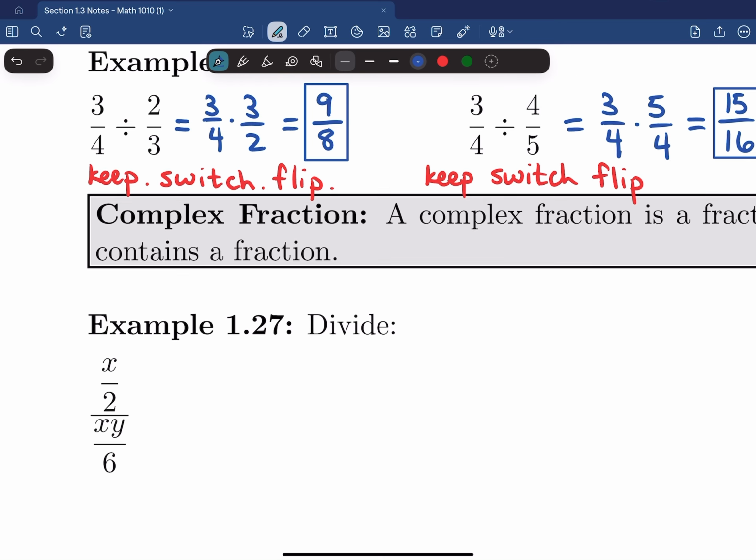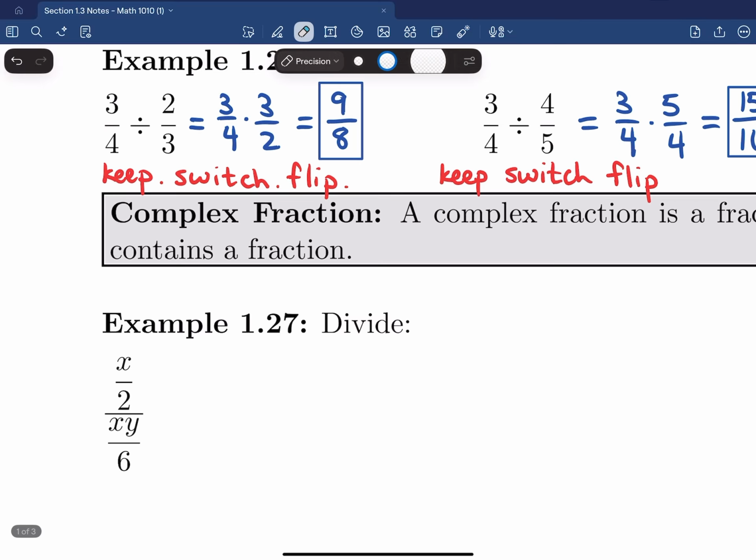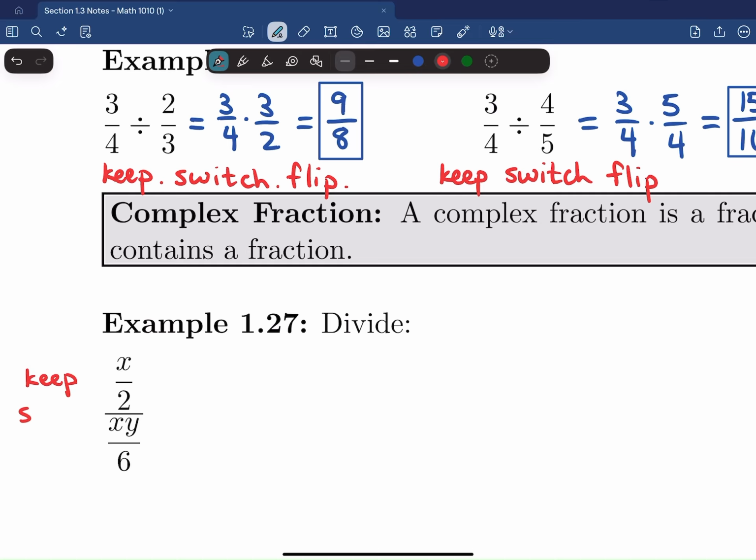So you could think of going through the same process we did above with keep it, switch the middle division symbol to multiplication, and then take the reciprocal of the bottom fraction. So here I have x divided by 2 is the top fraction. I switch division to multiplication, and then I take the reciprocal of the bottom fraction. So that becomes 6 over xy.